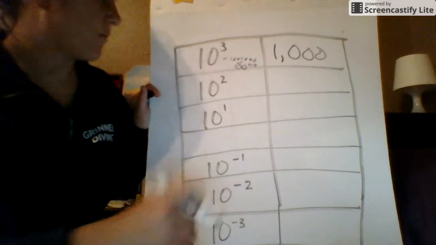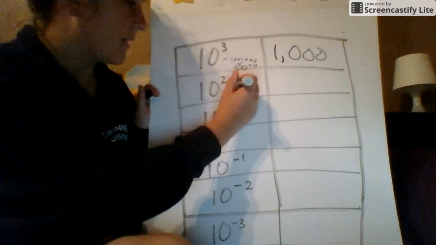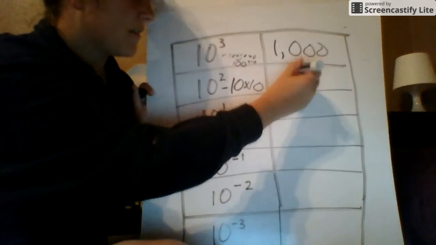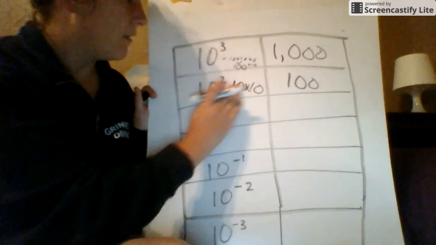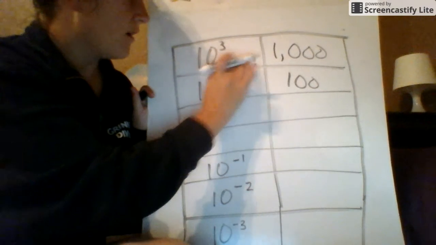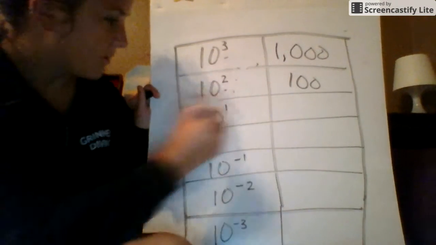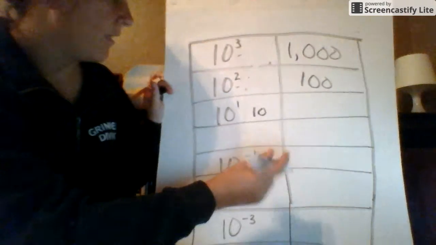I'll then do 10 squared. I know that 10 squared is the same thing as 10 times 10. 10 times 10 is 100. So I'll put that over there. And 10 to the first power. I know that anything to the first power is just itself once. So this is just 10.